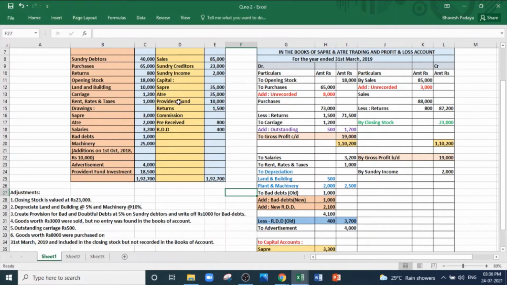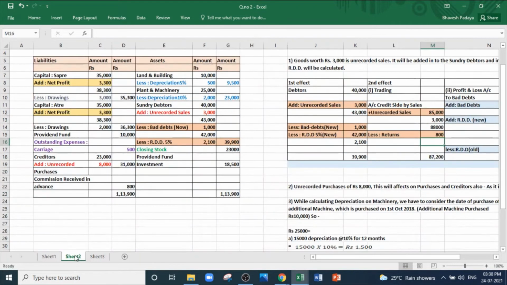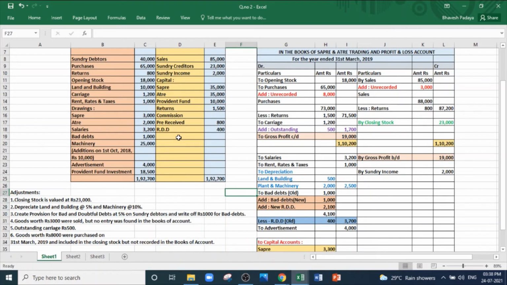Provident fund, only provident fund is a liability, so it goes to the liability side of the balance sheet. Returns are on the credit side, so these are purchase returns. Commission pre-received is a liability, hence it will go on the liability side of the balance sheet. Commission received in advance 800. RDD is the old RDD which we have already put in the format of bad debts.